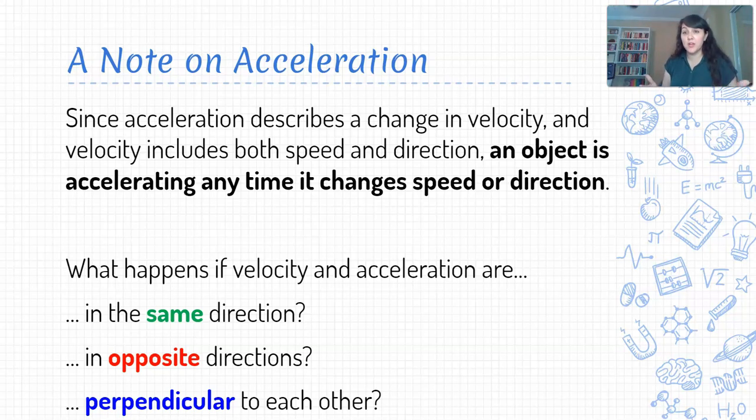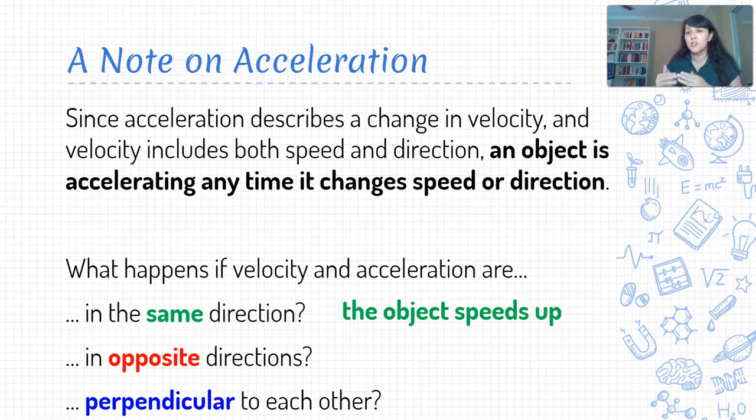So let's make some predictions then, based on the fact that velocity and acceleration are both vectors, both have directions. If you have velocity and acceleration in the same direction, I'm moving to the east and I get accelerated to the east, what will happen? If velocity and acceleration are in the same direction, our object will speed up. It is getting pushed and propelled in the same direction it's moving, so it's going to keep going faster and faster.